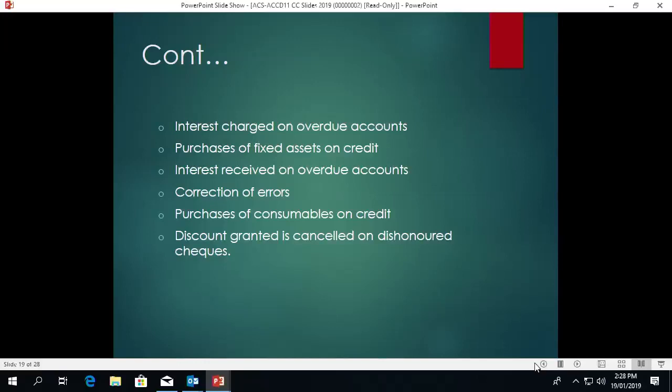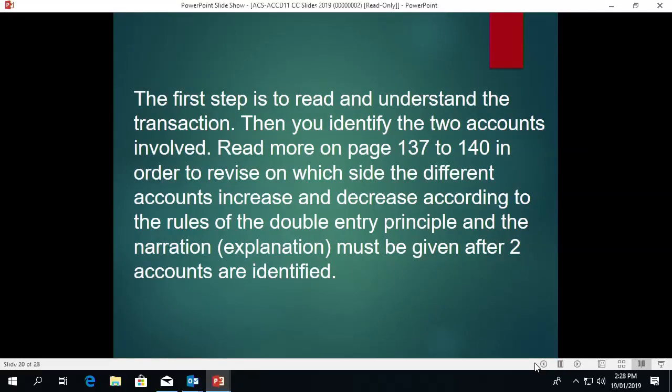So if you know this type of transaction, if you know them by heart, it will be very easy for you to do a general journal, because when you are given transactions, you are just looking out for these transactions to enter them in the general journal.